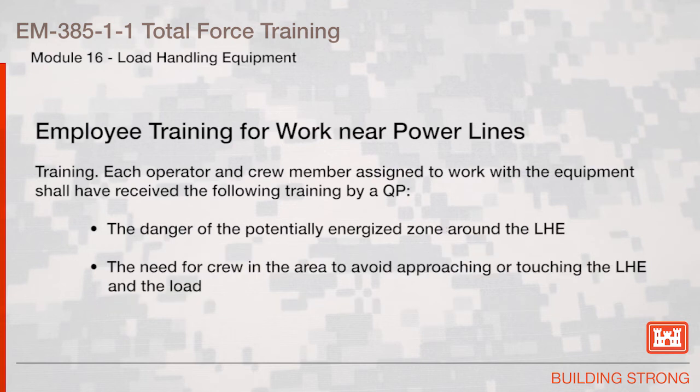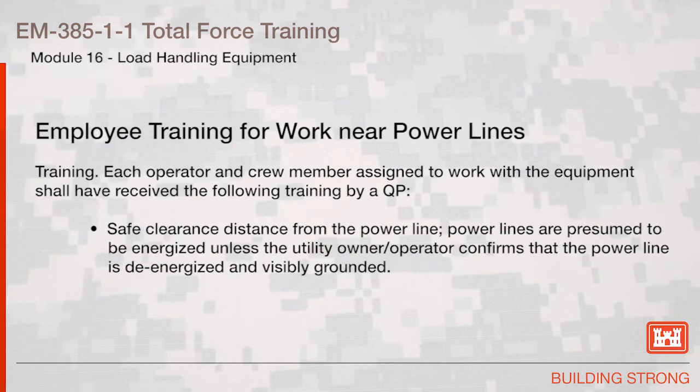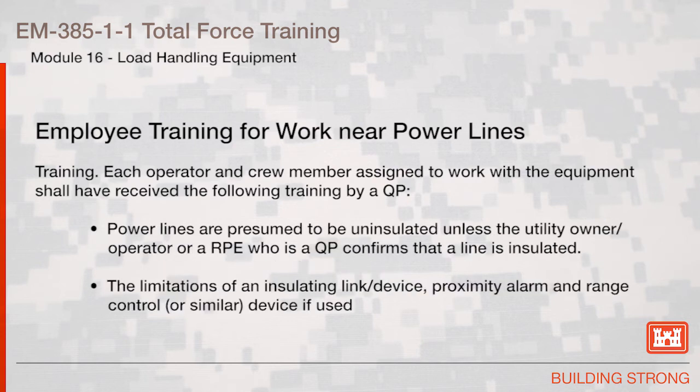Additionally, each operator and crew member assigned to work with the equipment shall also receive the following training by a qualified person, highlighting the danger of the potentially energized zone around the load handling equipment, the need for crew in the area to avoid approaching or touching the load handling equipment and the load, and the safe clearance distance from the power line. Power lines are presumed to be energized unless the utility owner and operator confirms that the power line is de-energized and visibly grounded.